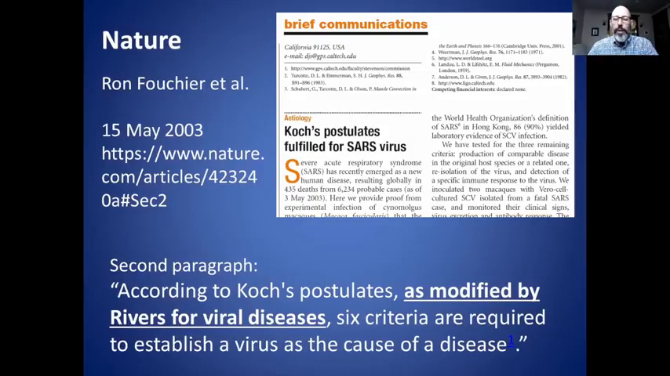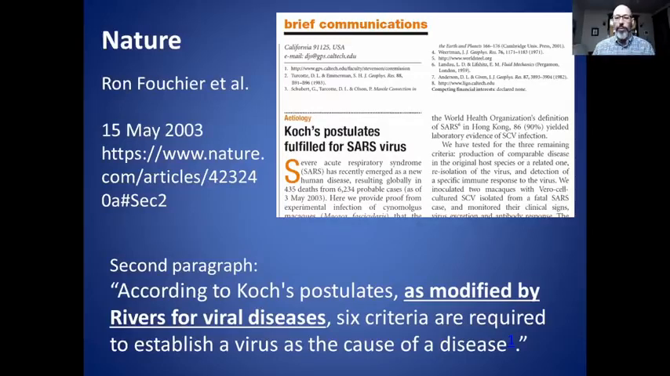So I want to point out that right here, just between the title and what they say in the body of this article, already they're misleading you. Because in the second paragraph they wrote, according to Koch's postulates as modified by Rivers for viral disease. So it's not Koch's postulates, it's Rivers criteria, which is different. And they should have put that in the title, but they're misleading you to make you think that Koch's postulates have been fulfilled. According to Rivers, there are 6 criteria to establish a virus as a cause of disease.